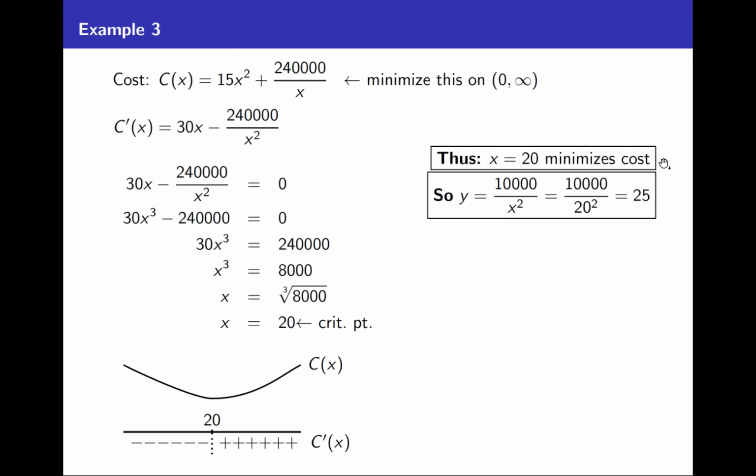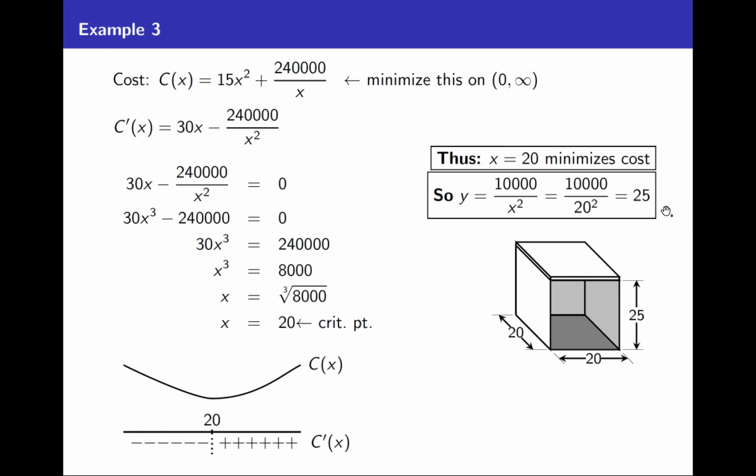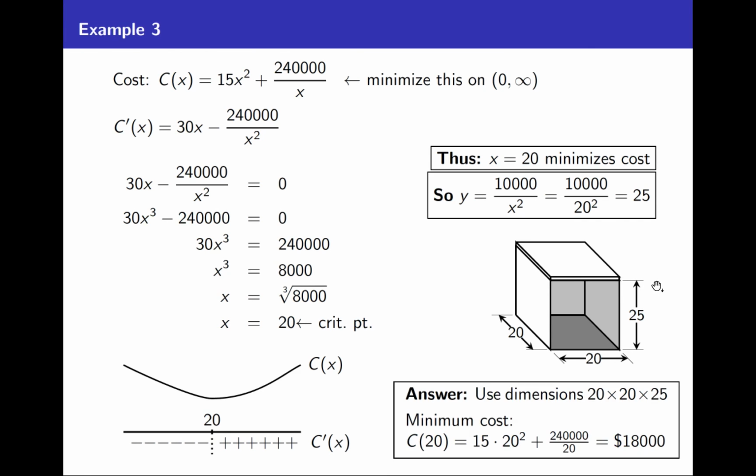And remember, the problem asked for both x and y, and we knew from that constraint on the previous slide that y is 10,000 divided by x squared. So when x is 20, y is 10,000 divided by 20 squared, which is 25. So here's the way you should make your shed: 20 by 20 by 25 feet, and you're guaranteed to have minimum cost.